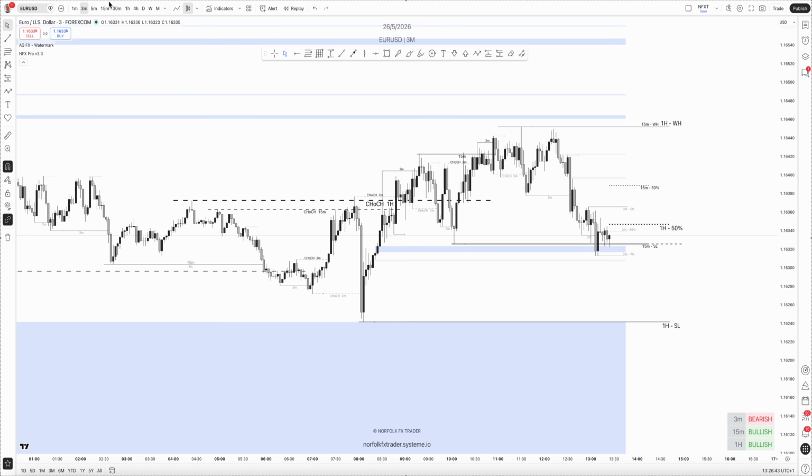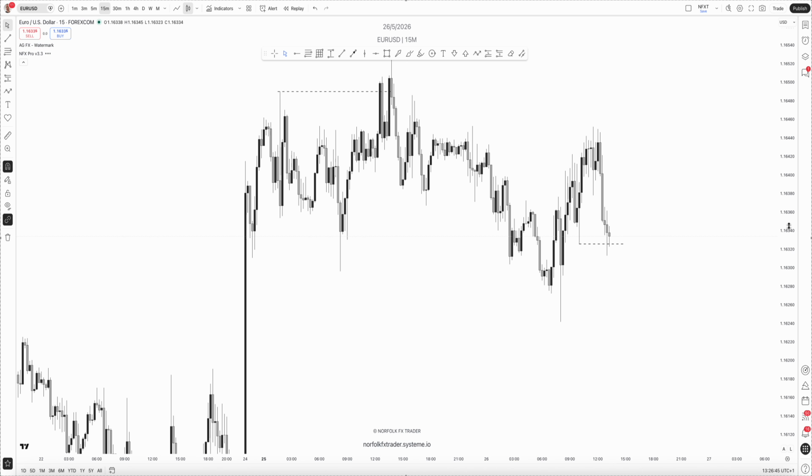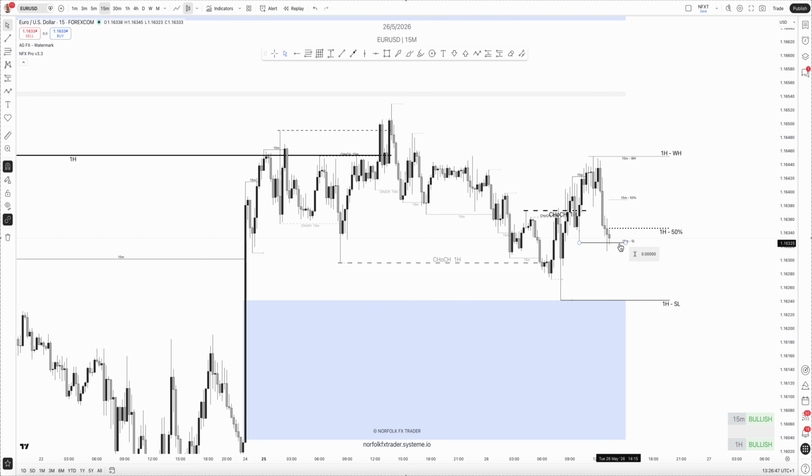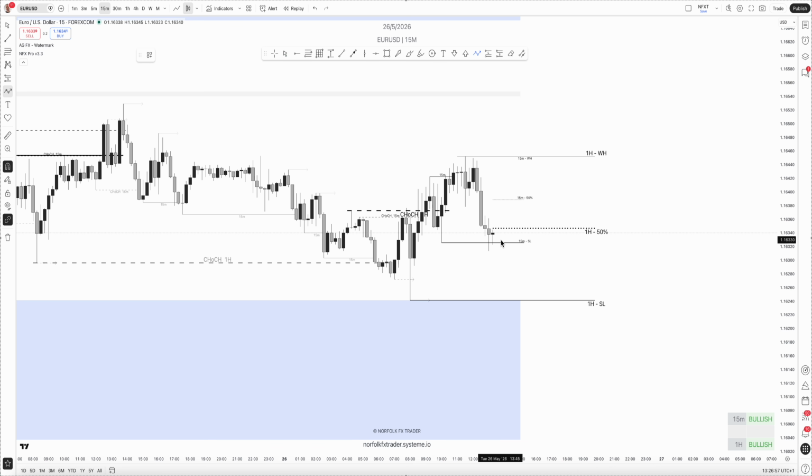If we just pop up to 15 minutes, you can see what's happening on the 15-minute. There's that level that I marked out. You can see what's happening. We're sweeping the current strong low. The market has not closed it. We're still bullish. So from here, we could easily see a run back up for the weak high. We've got our 15-minute 50% area, showing me we're inside an area of discount.